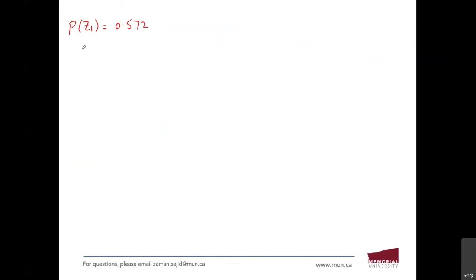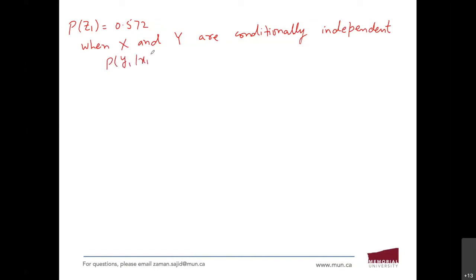Now, as I mentioned previously, when X and Y are conditionally independent, then your probability of Y1 given X1 should be equal to your marginal probability of Y1, which is given to you as 0.6.